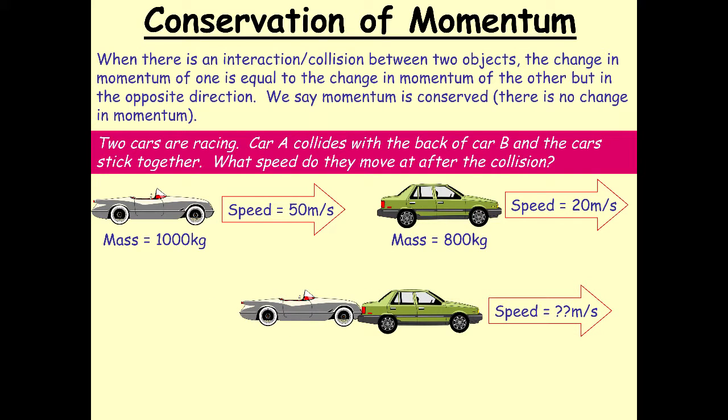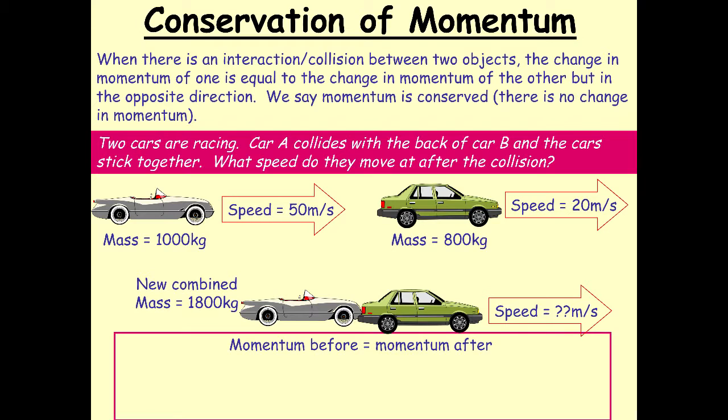Okay, so let's have a look, shall we? They get into a bit of a tangle. The car on the left hits the car in front of it. We've got to work out what the new speed will be. Well, let's think about this. The new combined mass, when they're stuck together, is 1,000 plus 800, which equals 1,800 kilograms.